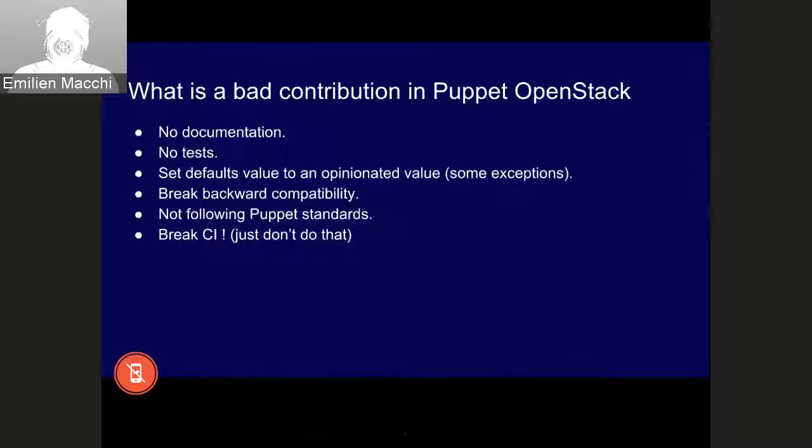If you're not following the Puppet standards, if you're trying to do some crazy things with Puppet, Puppet is not a bash script. You have to respect some code syntax. If you want to learn about Puppet itself, you can go ahead with the official documentation. I'm not going to cover it here, but we still have some conventions like you have in Python and other projects. So sometimes you get -1 because someone tells you, hey, no, this is not how we do it in Puppet. You can understand it because Puppet has some standards too. And obviously, don't break CI. Just don't do that.